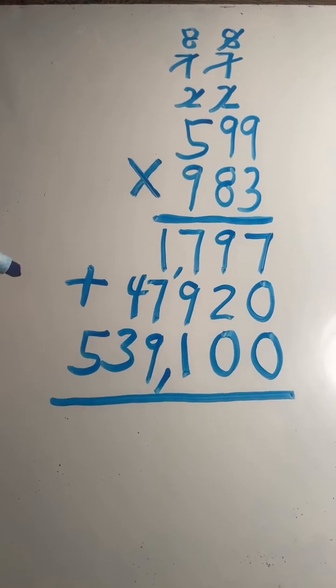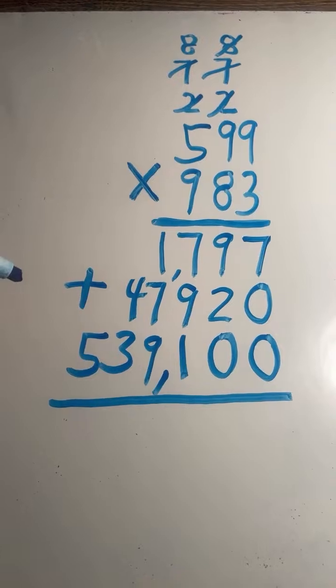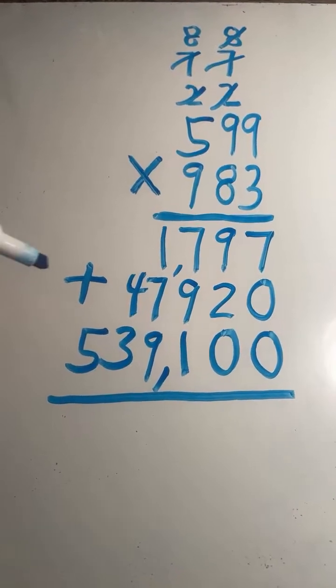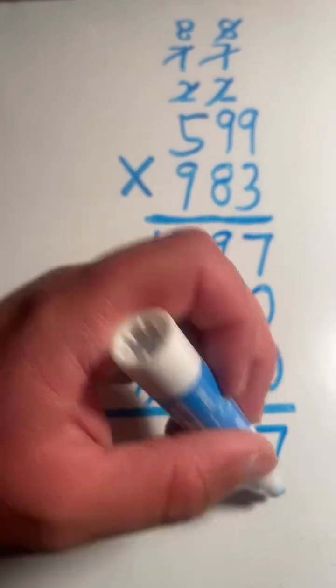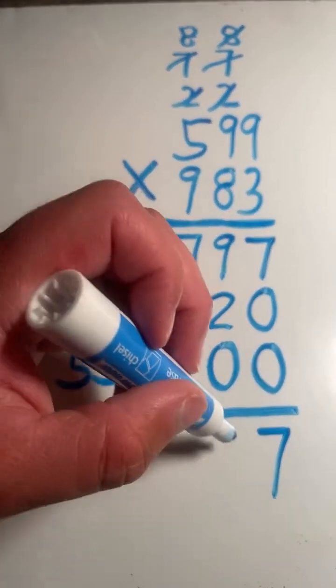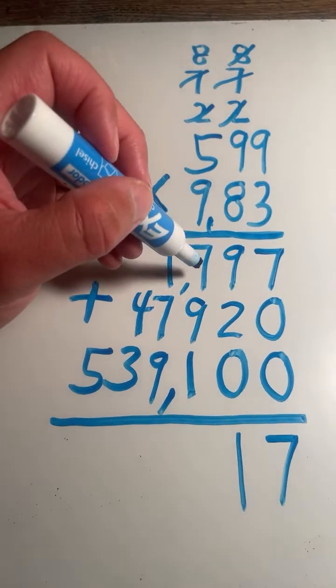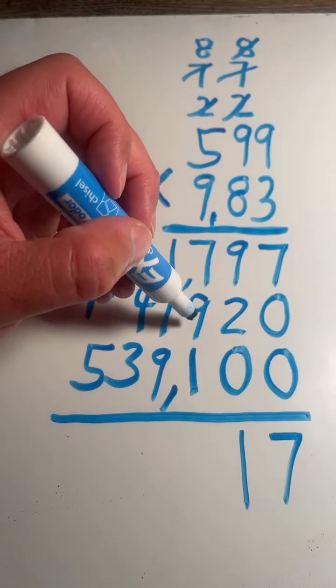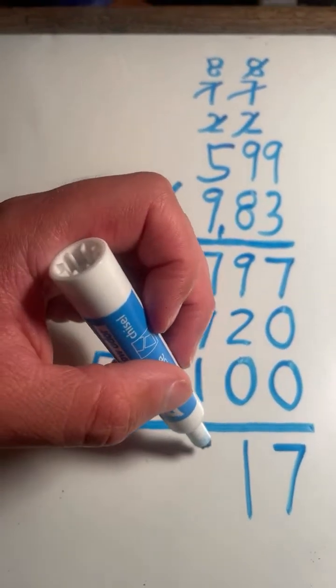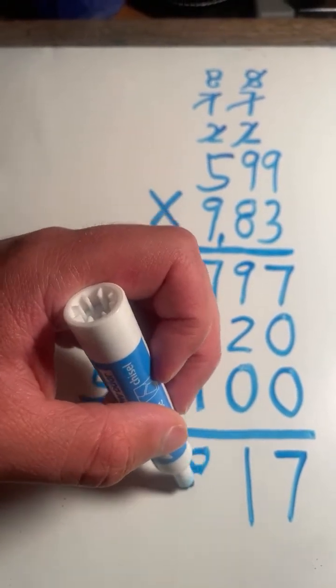Next, we have to add these 3 numbers together to get our final answer. 7 plus 0 equals 7. 9 plus 2 plus 0 equals 11. 1, carry the 1. 1 plus 7 equals 8, plus 9 equals 17, plus 1 equals 18. 8, carry the 1.